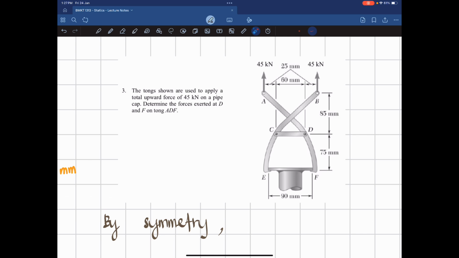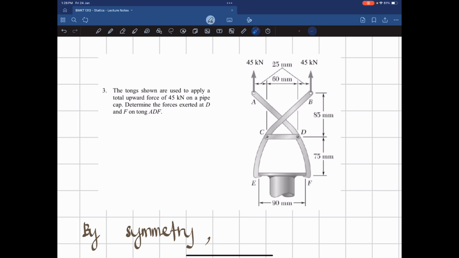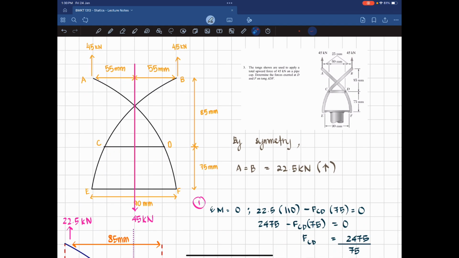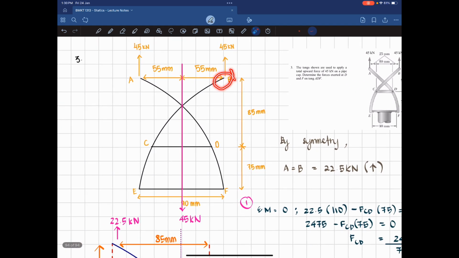The question states that the tongs shown are used to apply a total upward force of 45 kN on a pipe cap. Determine the forces exerted at D and F on tong ADF. For the free body diagram, we will take this part as the free body diagram. The force upward is 45 kN. Thus, the force at B is 45 kN and the force at A is also 45 kN.